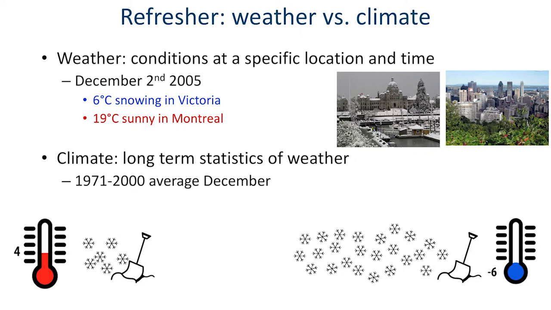If you know Victoria and Montreal, though, you'd know that that's kind of unusual, that it was 6 degrees and snowing in Victoria and 19 degrees and sunny in Montreal. That can be the particular weather on a particular day. But instead of that one December day, let's take every day of every December from 1971 through to 2000, so 31 days times 30 years at each of these two locations, and average them together. If you do that, you get plus 4 Celsius for Victoria and minus 6 degrees Celsius for Montreal. And you get about 4 times as much snow in Montreal than Victoria.